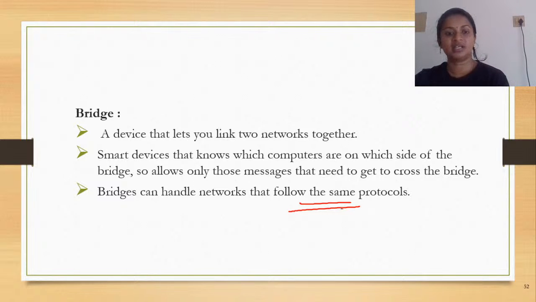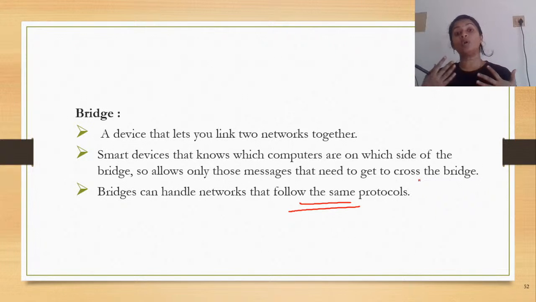Is the idea clear? So a bridge, though it is connecting two networks, can handle only networks that follow the same protocol. Now these are smart devices that know which computers are on which side of the bridge, so they allow only those messages that need to cross the bridge.